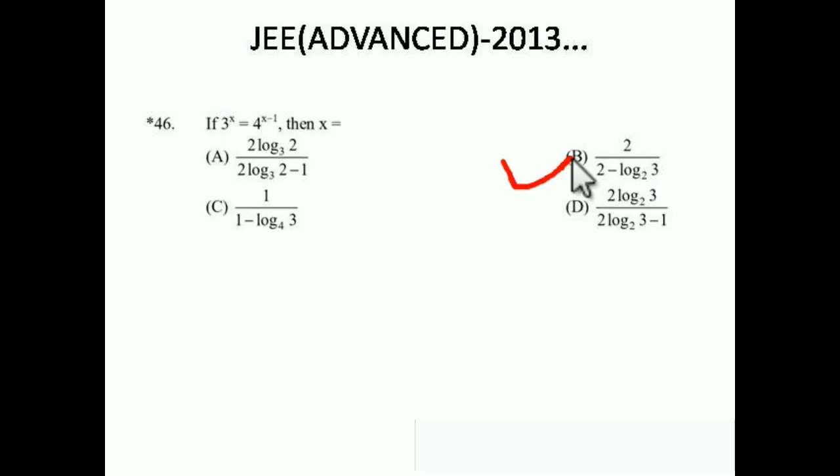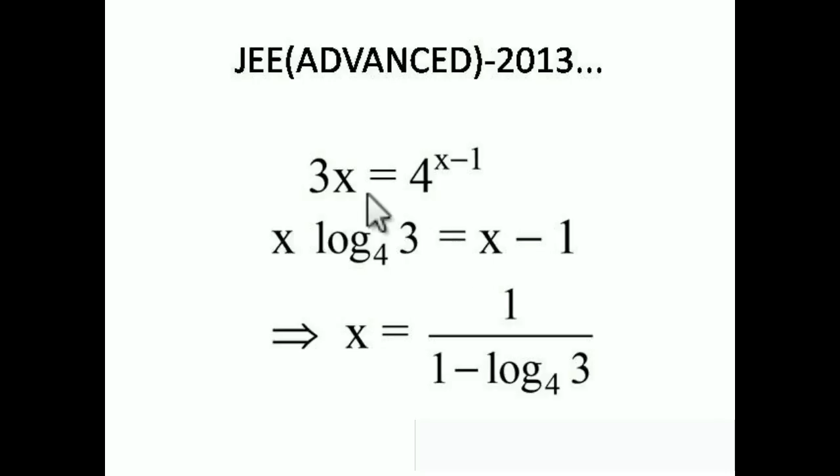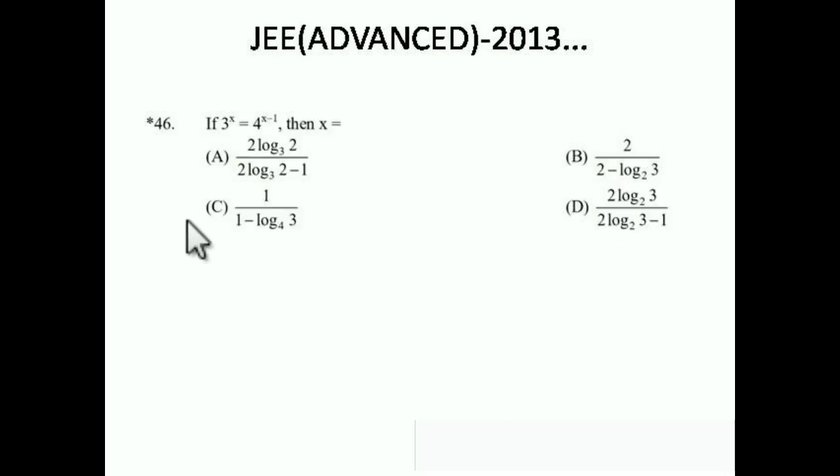Okay, now I have to take base 4. So let's do that. Here 3 raised to x is equal to 4 raised to x minus 1. So 3 raised to x comes down, log 3 with the base 4, then x minus 1 in multiplication with log 4 with the base 4, that is 1. So that is not necessary to write. Now again just simplify this. This term comes here, and x is equal to 1 upon 1 minus log 3 with the base 4. So again option number C is also right.